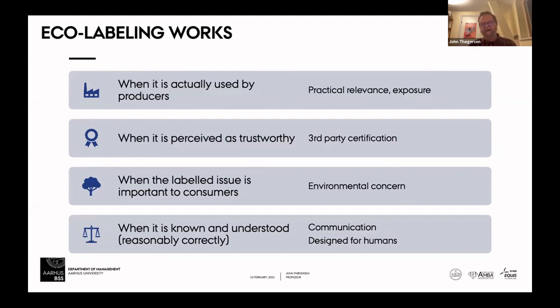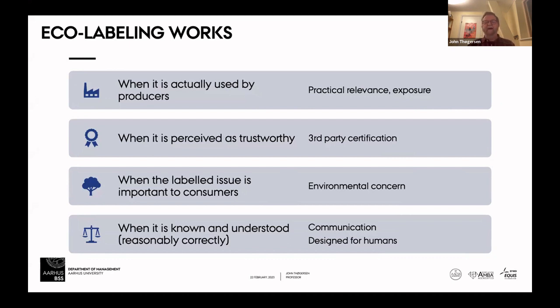And of course, finally, the eco-label needs to be known and understood reasonably correctly by consumers. Like it has to be, as was said in the Danish case, unambiguous, simple, and easy to understand. So it has to communicate in a clear and understandable way.